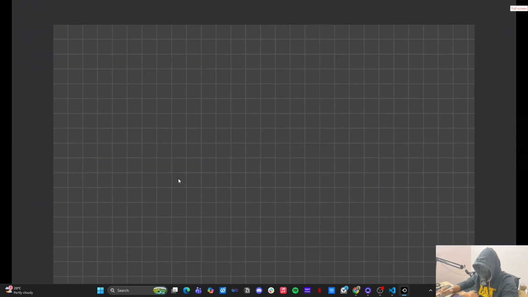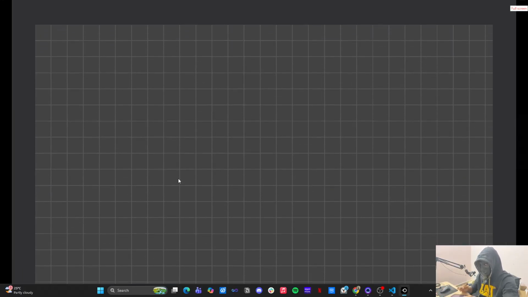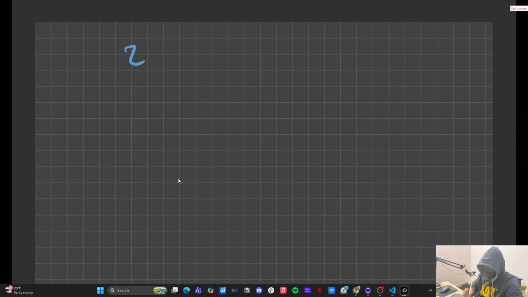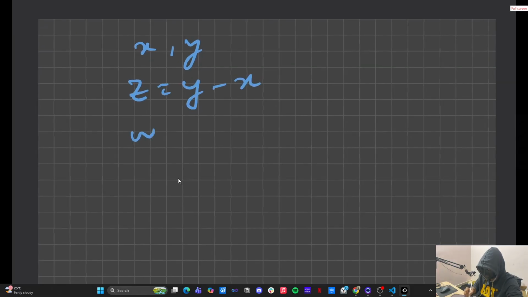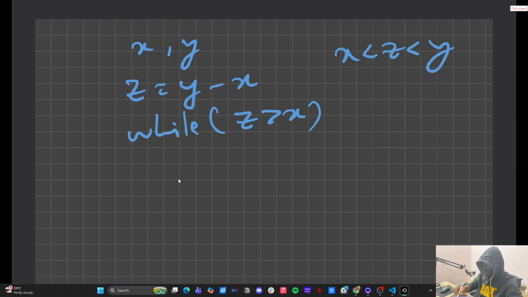So how do we solve this pseudocode? I will take z initially. We have got x and y from the input, and we have to find z, so your z will be y minus x initially. Now in the while loop, what I'll do is, till this z is greater than x, this is a condition, like we need to find a number z which is in the range. So till your z is in the range.